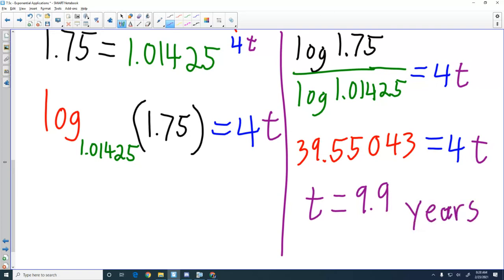Can you have 0.9 of a year? Could you? Yeah. If it's a time frame, you can have decimals. If this were like a population, though, could you have like 0.9 of a person in a city? Gasp. Come on.